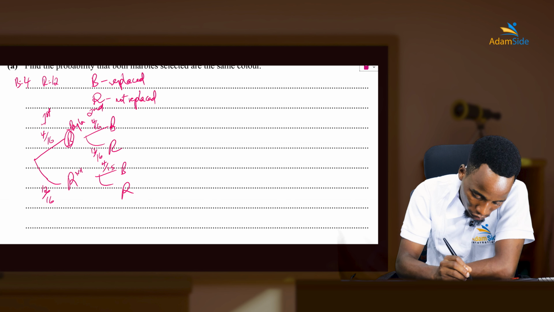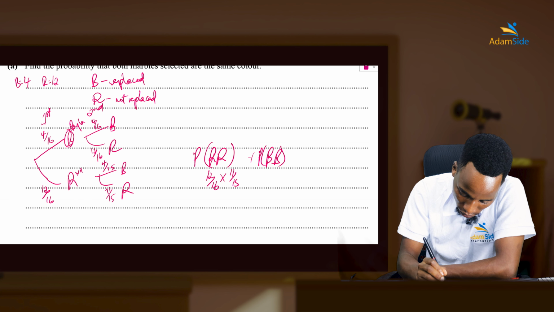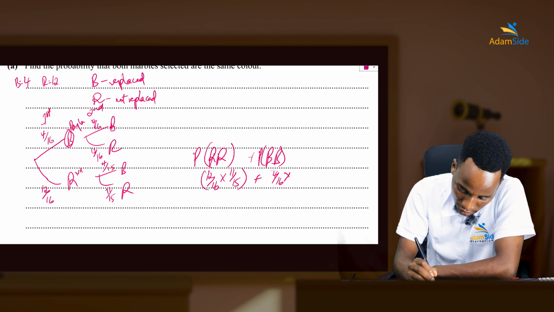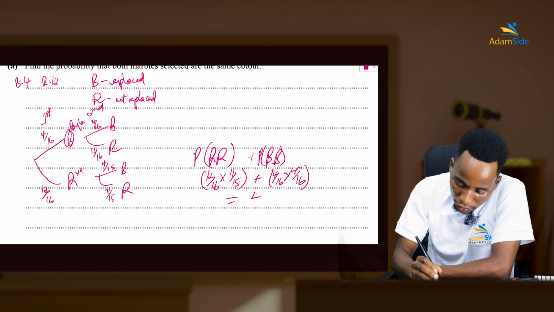So our question says find the probability that both marbles selected are of the same color, meaning red plus blue. So we're supposed to find the probability for this. For red it is 12 of 16 times 11 over 15. We'll add, for blue, first time is 4 of 16, times blue the second time is 4 of 16 again. So if we keep this in the calculator, it's going to be 49 over 80. So this will be our probability for same color.